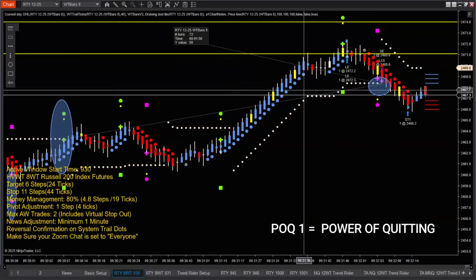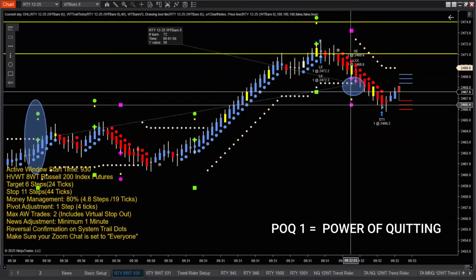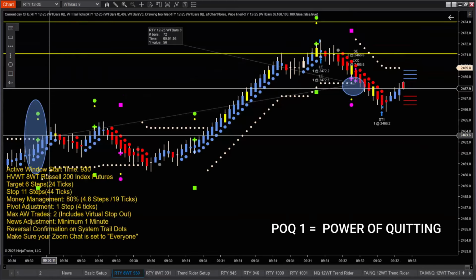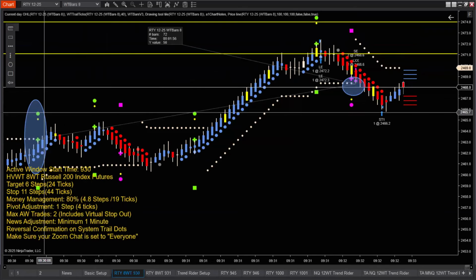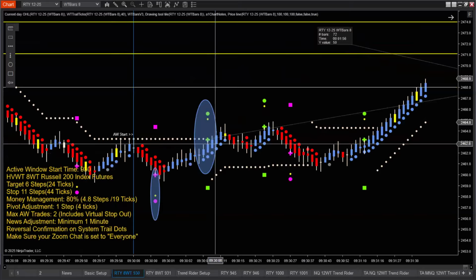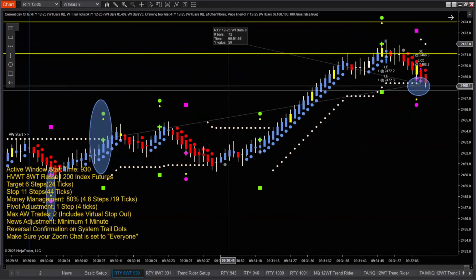So you got 50 ticks on that one, and that is a POQ1. Your max trades have already been taken. Okay, so we're not looking for anything else, but you got your POQ1.